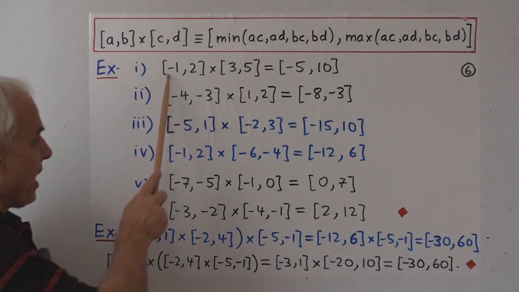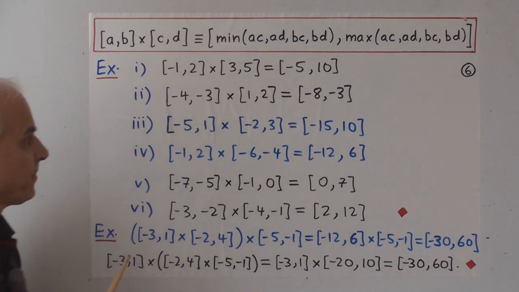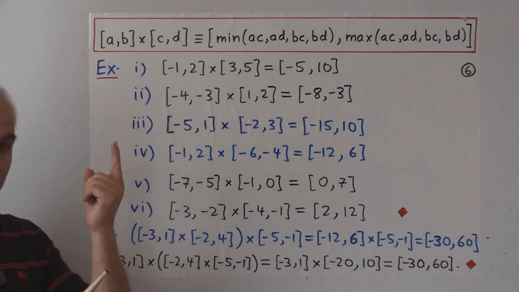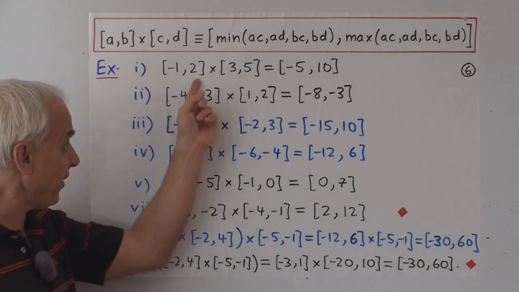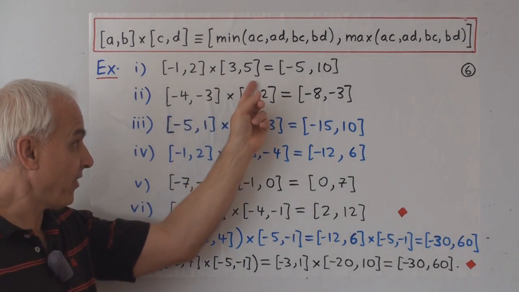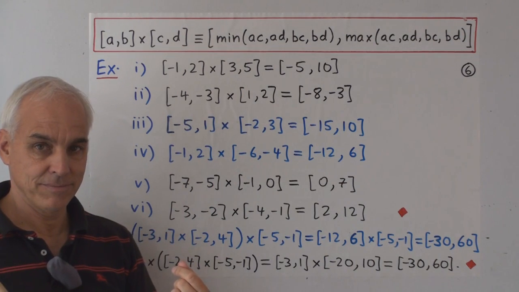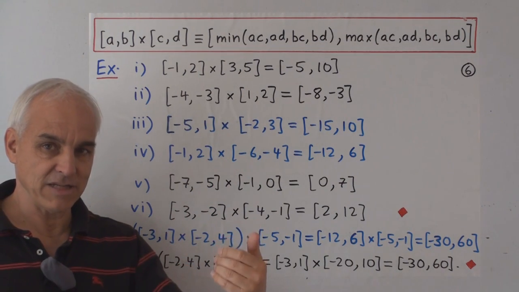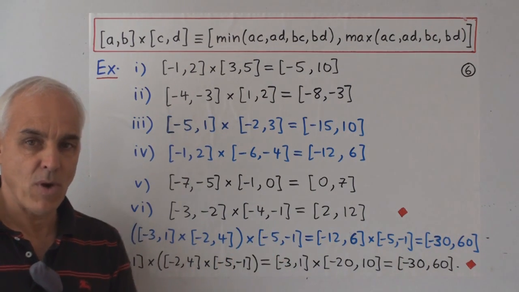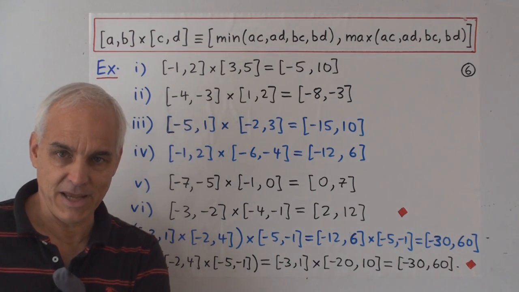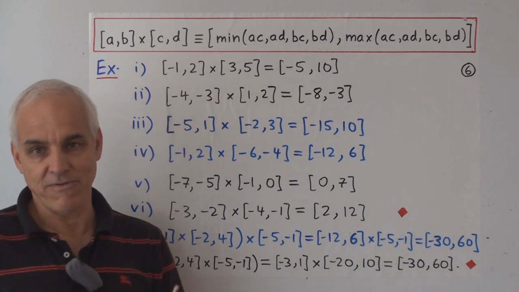So for example, minus 1, 2 times 3, 5. The idea is still the same. We want to talk about what are the range of possibilities if we take one number in this interval and another number in this interval and we multiply them. What is the range of possible values that we can get? And that's the same as asking what's the smallest possible value we can get and what's the greatest possible value we can get.